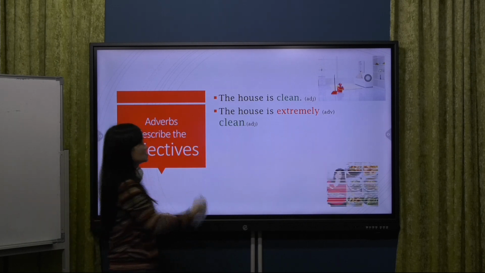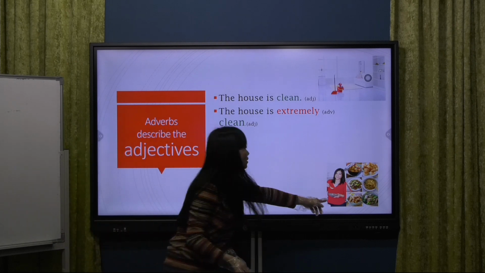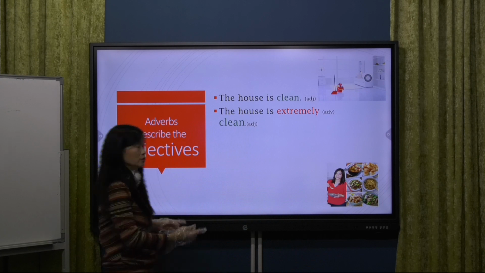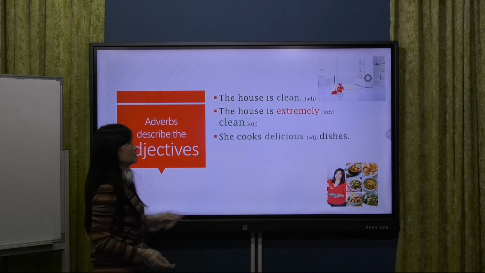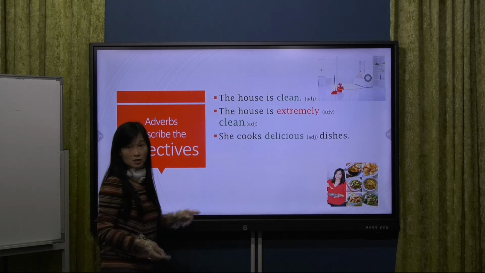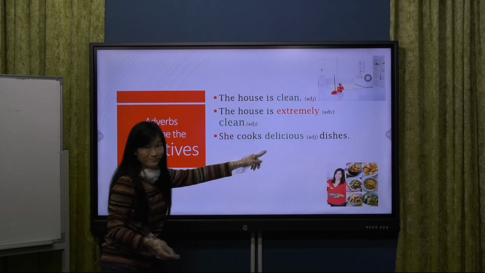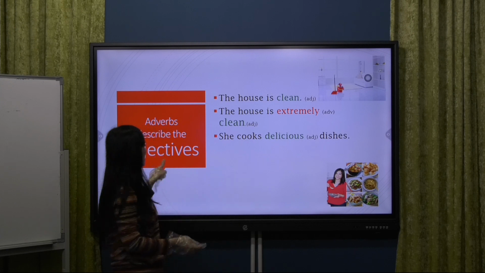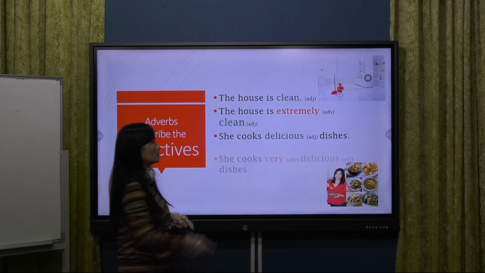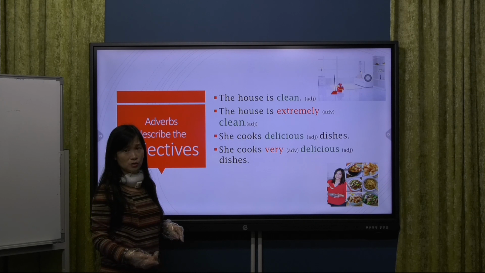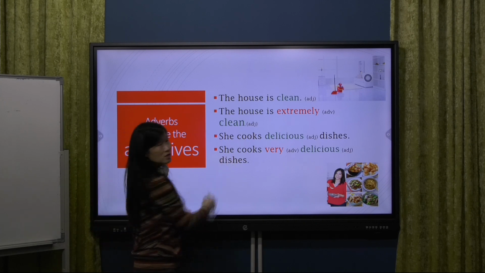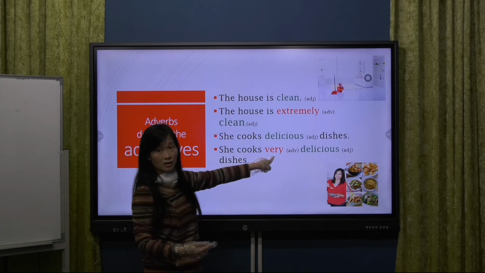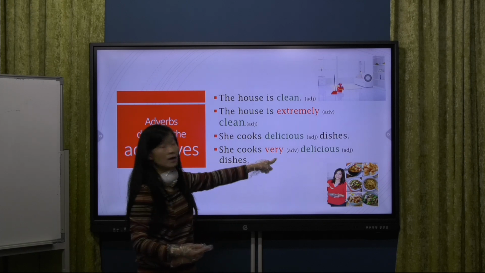And next example, this lady. Oh, I like this lady because why? She cooks a lot of good things. Like she cooks delicious dishes. She cooks delicious dishes. And delicious is an ADJ. And you want to tell more about how delicious the food is. So we say she cooks very delicious dishes. Very delicious dishes. Very is an ADV.